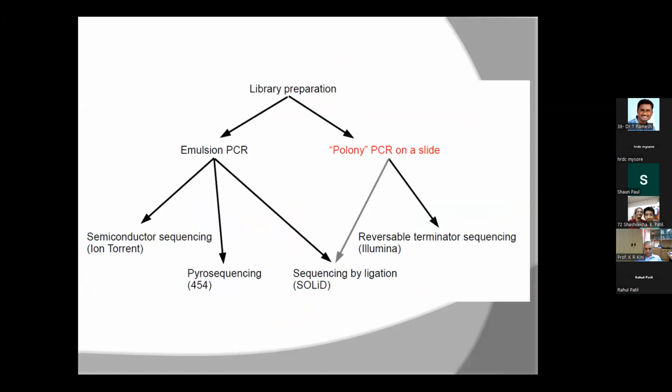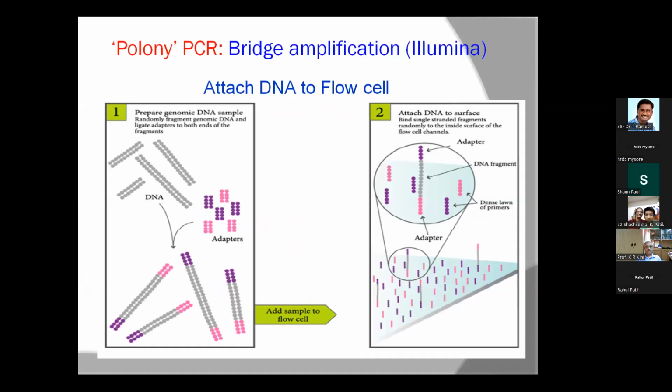In the colony PCR, this is called bridge amplification. This is the technology developed by Illumina, where they carry out the PCR on a glass slide. It's called a colony, so you have a colony of the fragments here. So here we prepare the genomic DNA sample, and then you ligate it with the adapter, just like we did in library preparation. Then add this to the flow cell.